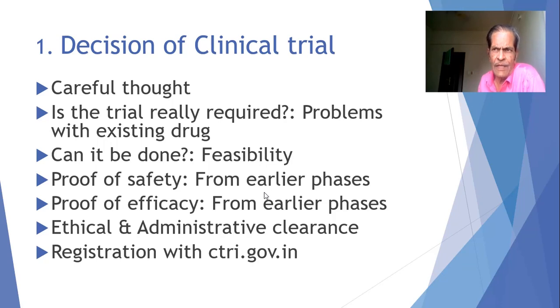This discussion relates to the phase 3 types of trials. These are in the later stages. The phase 3 trials, which we will be discussing, come in the later stage of the studies. Some proof of safety must be obtained from the phase 1 and phase 2 studies. The proof of efficacy comes from the phase 2 and phase 3 studies. We are describing here the phase 3 studies. The proof of safety and efficacy should come from the phase 1 and phase 2 studies and from the animal studies.